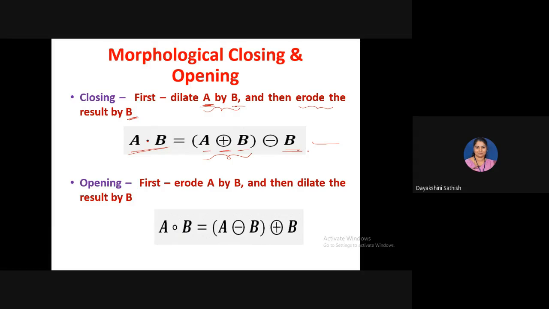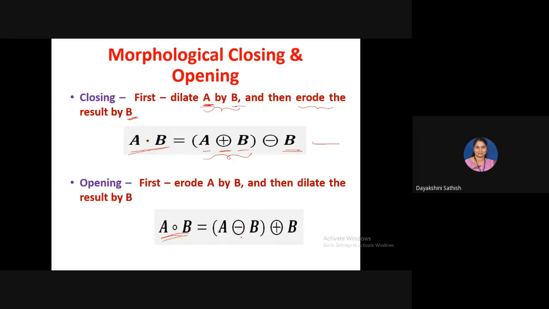That is morphological closing. Then what is morphological opening? Morphological opening is denoted by A with a small circle. Here this is a dot and this is a circle. A dot B, A circle B, with the small circle, is called the morphological opening operation.